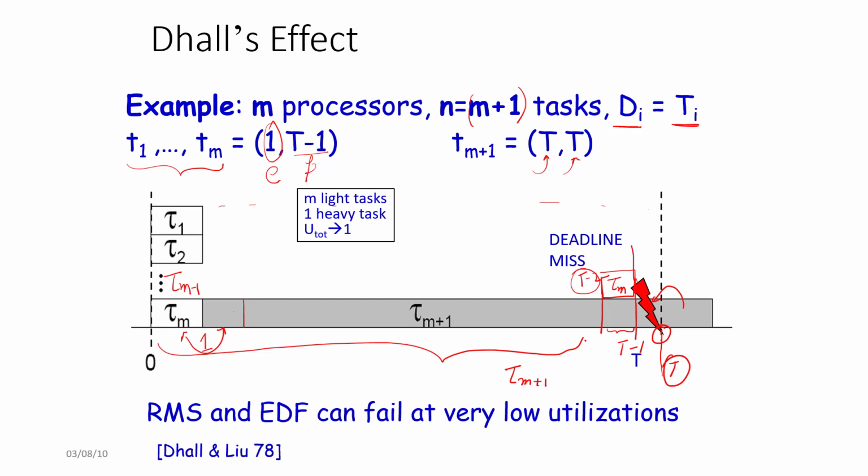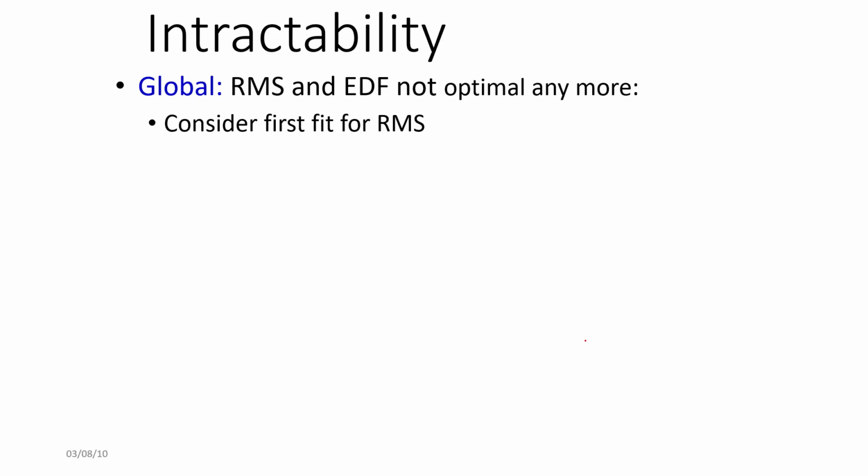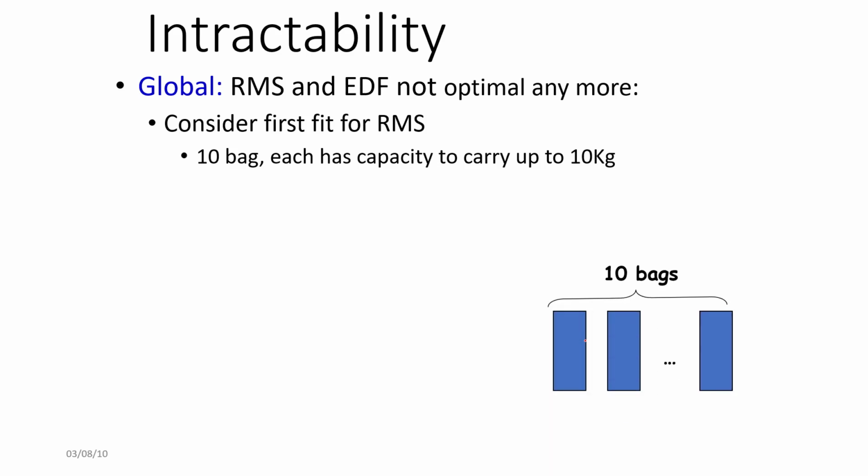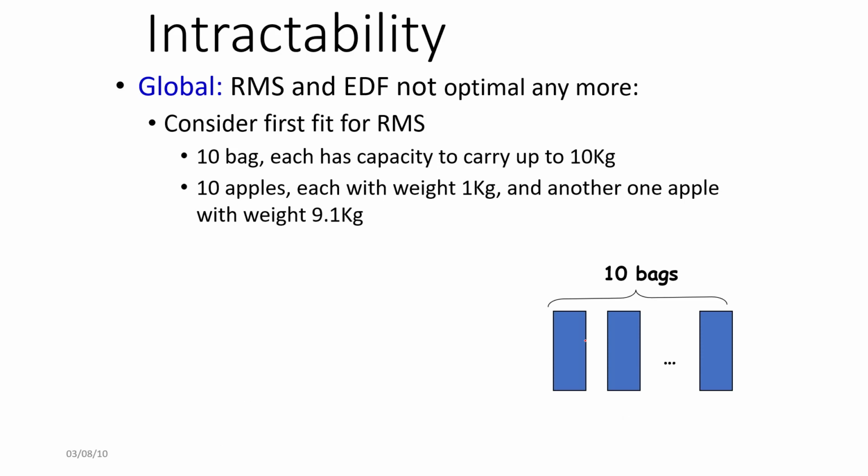So this is known as Dhall's effect, which shows pretty much how inefficient these algorithms are when it comes to multiprocessor execution. So looking at the intractability, RMS and EDF are not optimal anymore, right? And so basically, if there are 10 bags, each bag can carry up to 10 kgs. So I'm kind of converting this into a bin packing problem over here. And there are 10 apples, each with a weight of 1 kg and another one apple with weight 9.1 kgs.